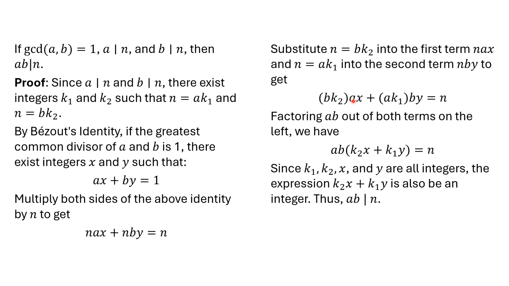And then you notice here we have an a and a b, and everything's commutative here, so these are just integers. So we have ab here, and we have an ab term here, so we can factor that out. Then we have ab times k2 times x plus k1 times y, and that equals n. But then this is what we were looking for, right? We have an integer. These are just the product and sum of integers. So we have an integer times ab equals n, and that by definition says that ab is a divisor of n, which is what we wanted to prove.